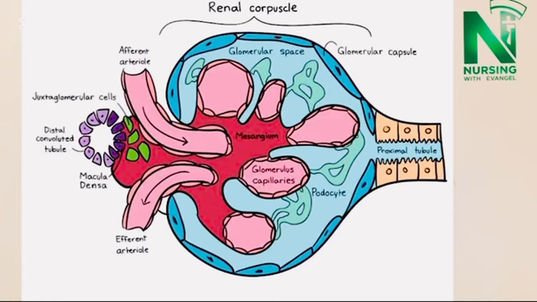The filtration, which is the first stage, takes place basically in the glomerulus, while the second stage, which is the reabsorption, takes place in the proximal tubule. The secretion is in the distal tubule and the collecting duct of the nephron. So after all this happens, the end product is the urine, which flows from the ureter into the bladder.